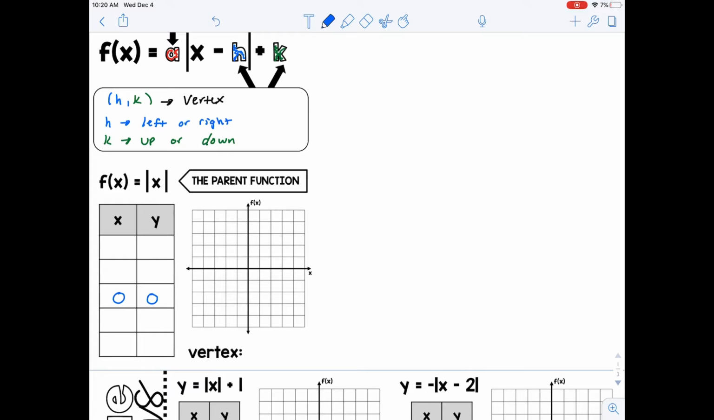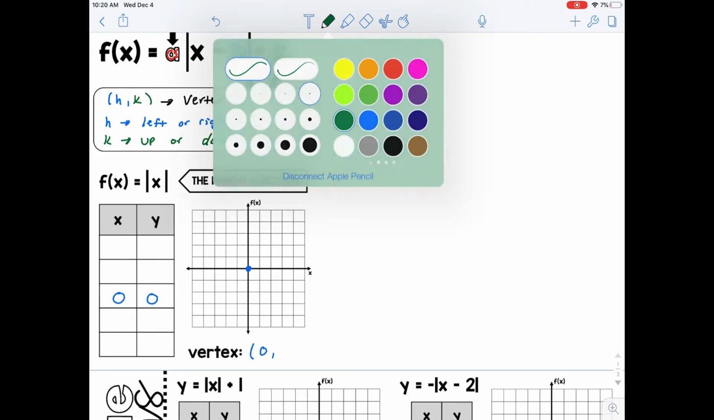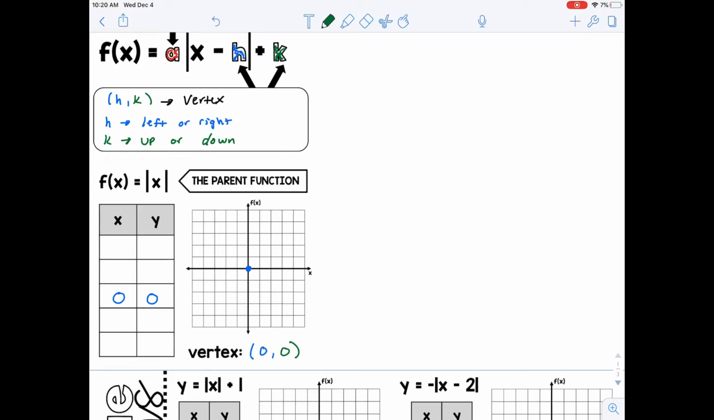So this is the vertex, and I'm going to go ahead and plot that point. I'm going to write that here, 0 comma 0. That was my vertex. So from the vertex, I'm going to get some more points. I'm going to go each direction, in the negatives here, and then 2 units the other direction.